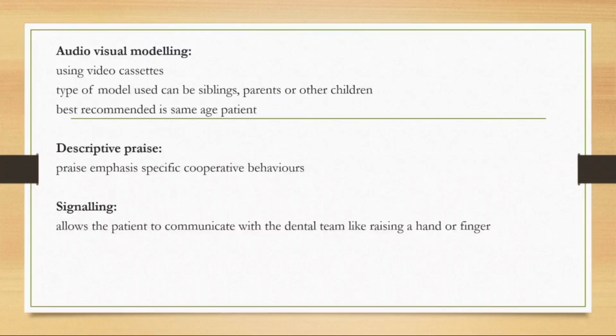So that was about communication. And we have audiovisual modeling, that is using video cassettes. The types of model can be siblings or parents. It is best recommended in same age patients. It can be a descriptive praise, that is a praise emphasizing a specific cooperative behavior, and it can be signaling. Signaling allows the patient to communicate with the dental team during any phase of treatment by means of previously established signals with specific meanings.